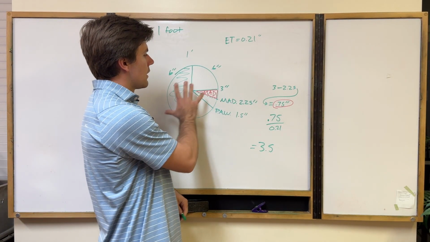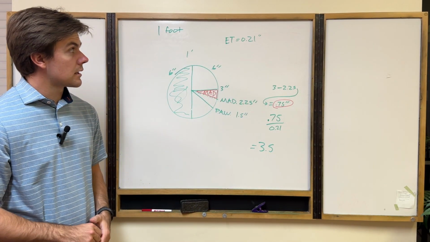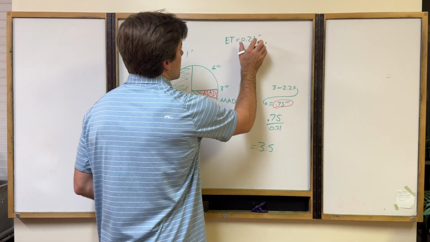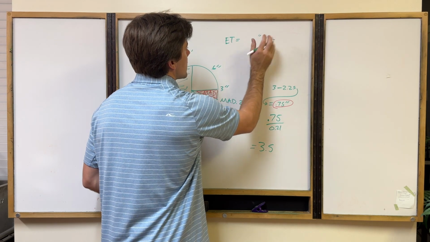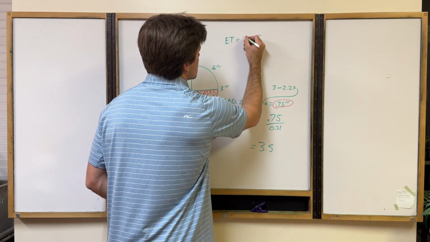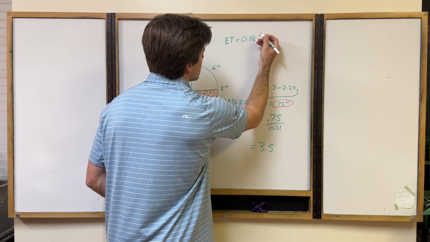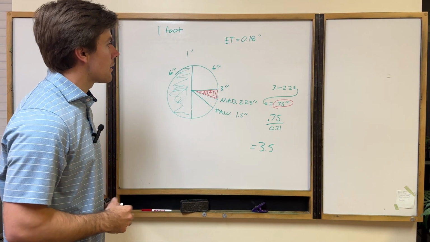All right. So that's basically the rule of halves. If we want, we can try another practice example. I'm going to change this, and let's say it's 0.18. I don't know. We'll just make that up.